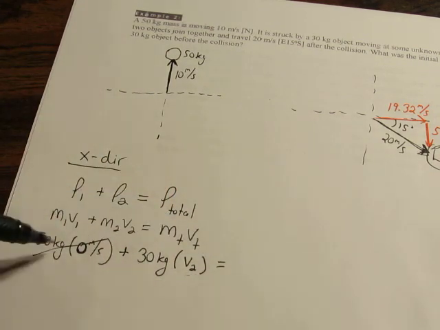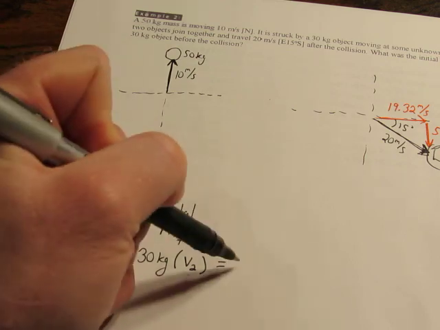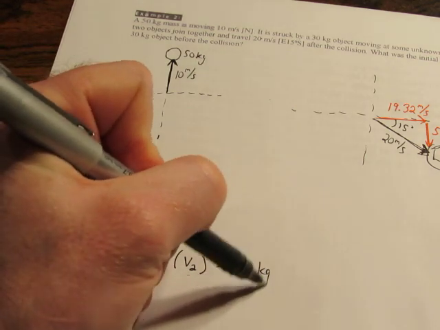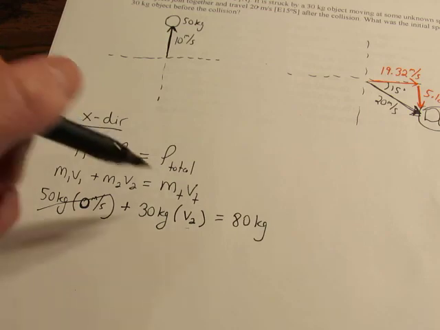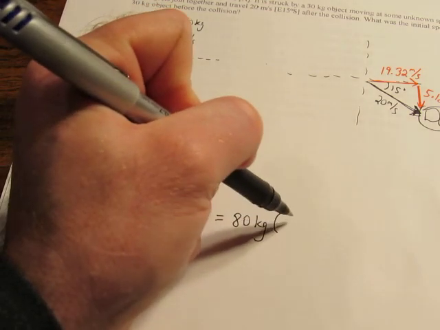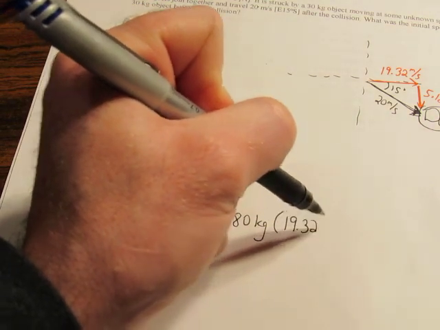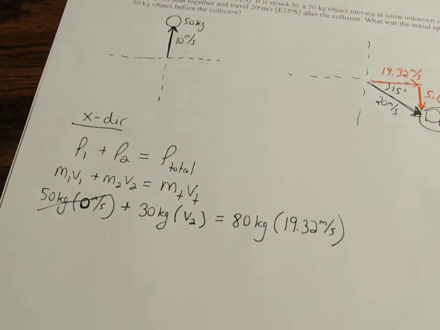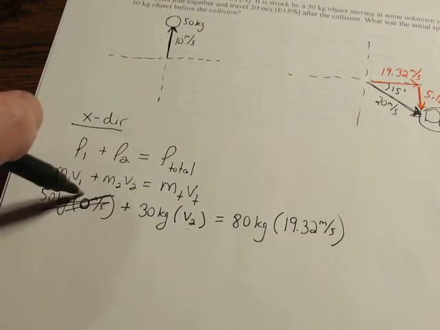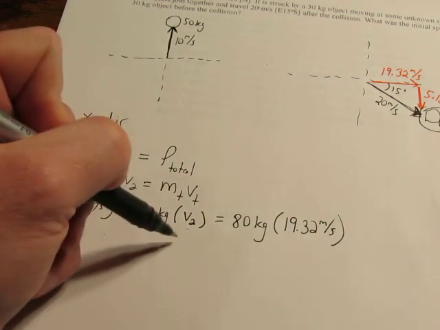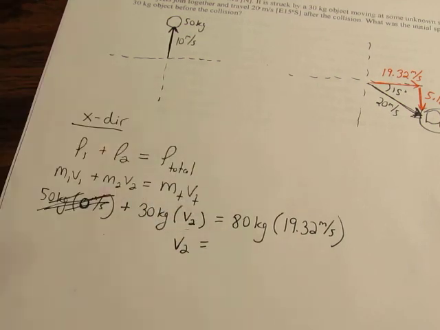But we do know that the two masses link together in the end. So they're going to be 80 kilograms. And we do know the final speed. But be careful, don't use 20. We have to use the component of the final speed in the x direction, 19.32 meters per second. So there's only one thing to solve for. And actually this is a really easy rearrangement because this entire term over here becomes 0. So very simply solve for V2.